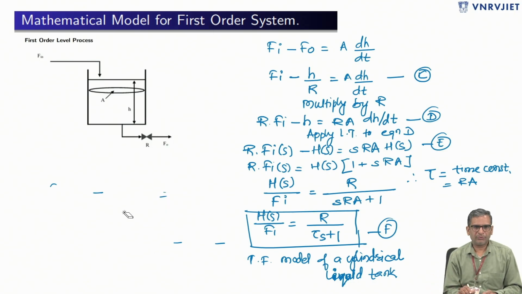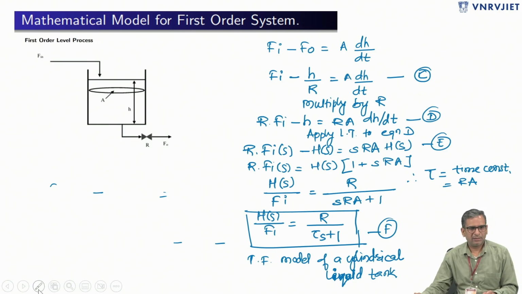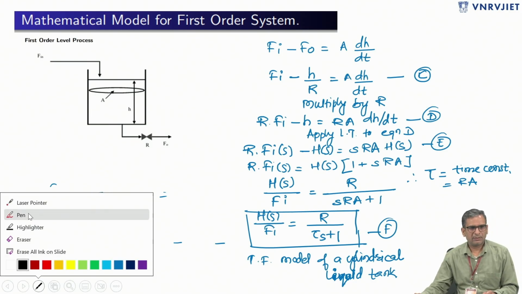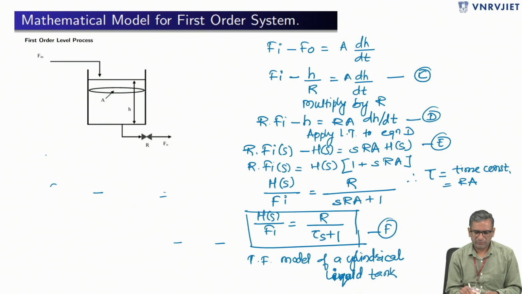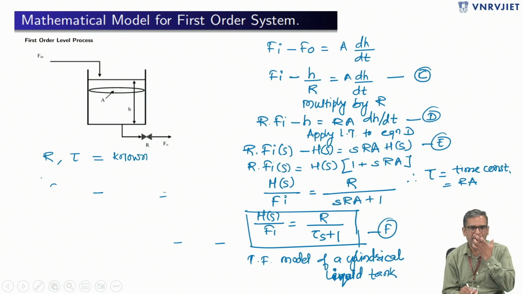So now if I know the value of R, let's say I have the value of R as well as tau. If these two are known, then I can say that I know the mathematical model for my particular tank. So how can we find out these parameters, R as well as tau?